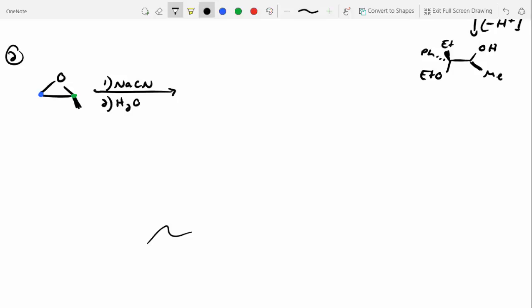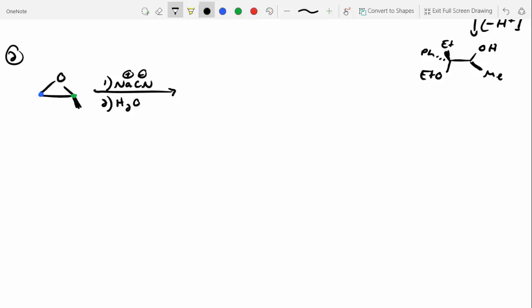So what carbon do you think the cyanide's going to attack? The blue carbon or the green carbon? Blue carbon. Why are we attacking the blue carbon? Because it's less substituted. Yeah, exactly. The carbon's a lot less substituted. So in step one, we've got sodium, we've got carbon that's negative.